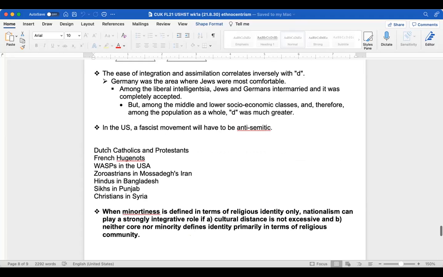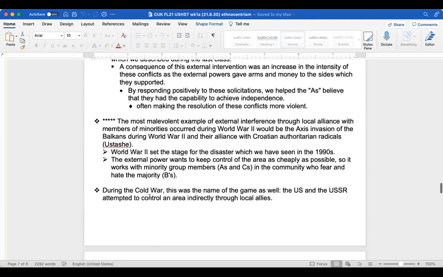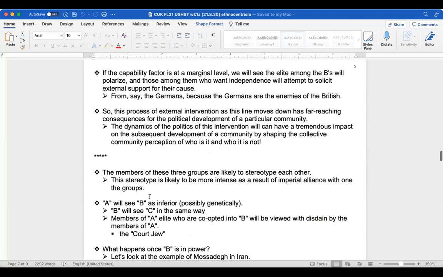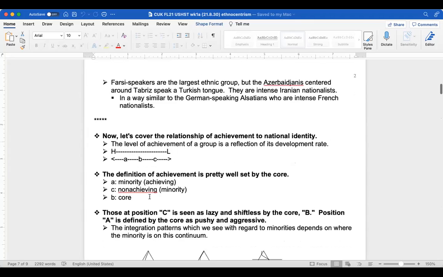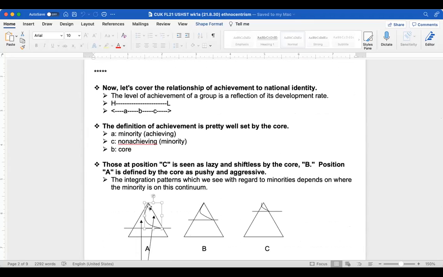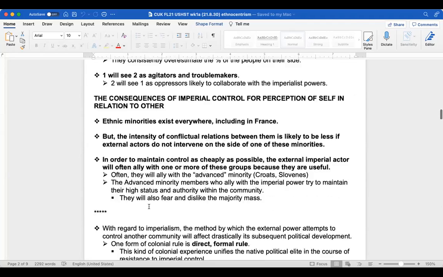So these are some of the more advanced minorities: Dutch Catholics and Protestants, French Huguenots, WASPs in the US, Zoroastrians in Mossadegh's Iran, Hindus in Bangladesh, Sikhs in Punjab, Christians in Syria. They're all in this group A, and have been subject to attacks.